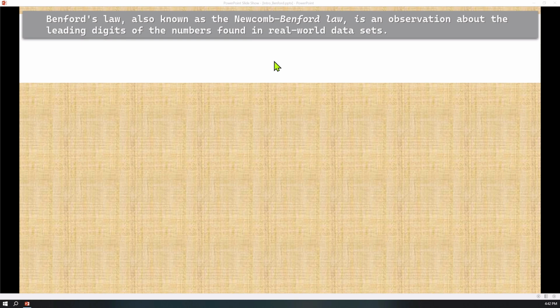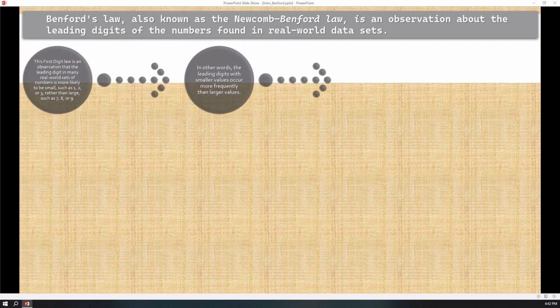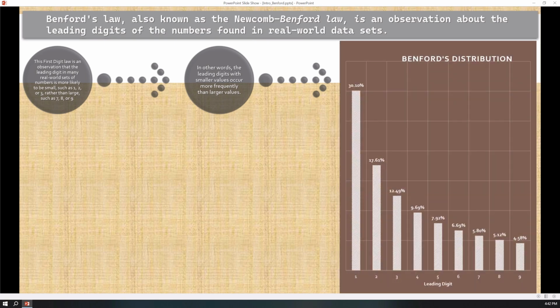So, in a naturally occurring, real-world and Benford-compliant dataset, the smaller leading digits like 1, 2, 3 are more frequent than the higher digits like 7, 8, or 9. And the leading digits follow a precise and consistent pattern. As you can see on the right, this is called the Benford's distribution. This graph displays the logarithmic distribution of leading digits according to Benford's law. As you can see, the probability of the number 1 being a leading digit is 30.1% of the time, and the probability of digit 2 is 17.6% of the time, and so on.